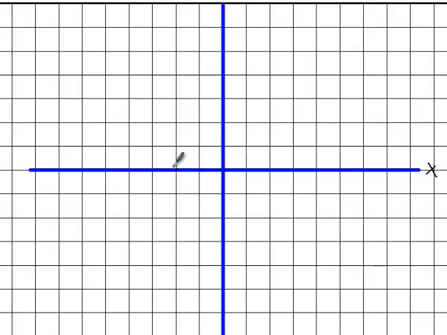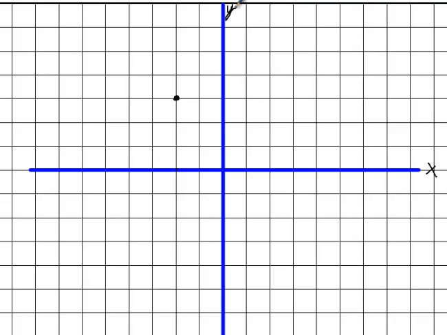Now I need to move in the y direction. Our y value is 3, so are we going to move up or down? Right, we're going to move up. 1, 2, 3. And this is our point. And that's it. We don't need to label it because they didn't give us any labels. You can label it if you want to, but you don't have to.